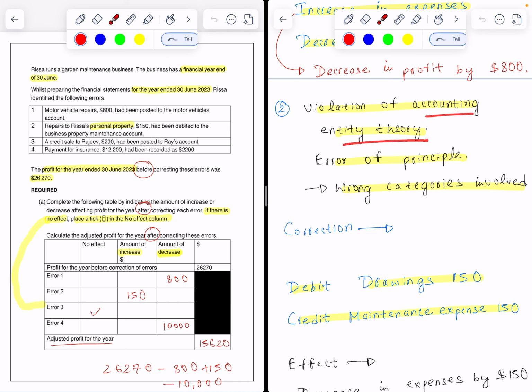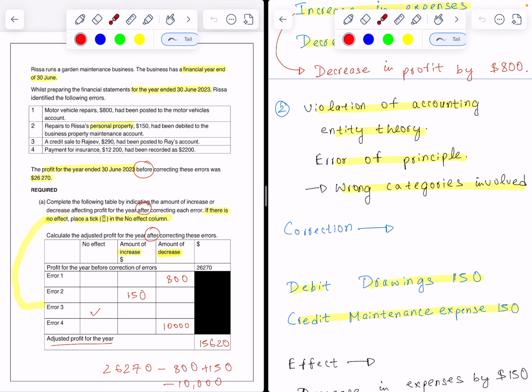The accounting entity theory states that the business and its owners are separate legal entities. This means that business transactions and private transactions are not to be mixed together in the preparation of the financial statements. The preparation of the business financial statements should only reflect transactions relevant to business activities, okay?